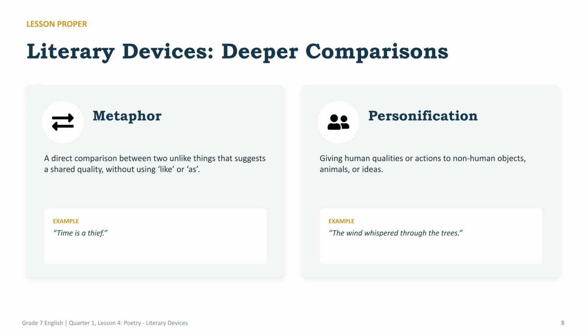Then we have personification, giving human qualities or actions to non-human objects, animals, or ideas. Example, the wind whispered through the trees. Wind can't actually whisper. Whispering is something only people do, but giving the wind that human action makes the scene feel alive and gentle. The difference: a simile says something is like another thing. A metaphor says something is another thing.